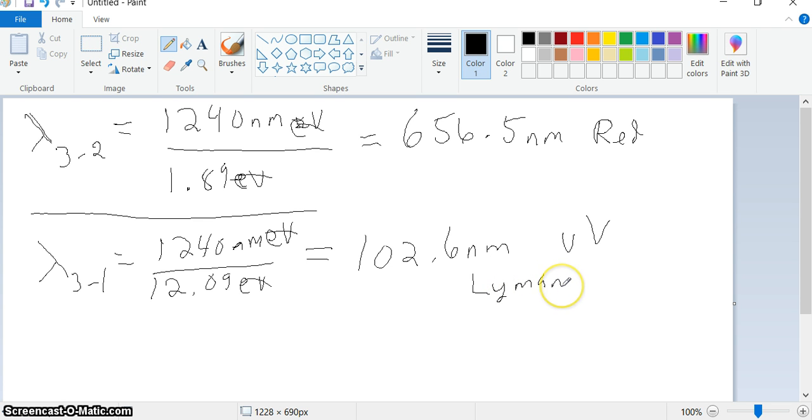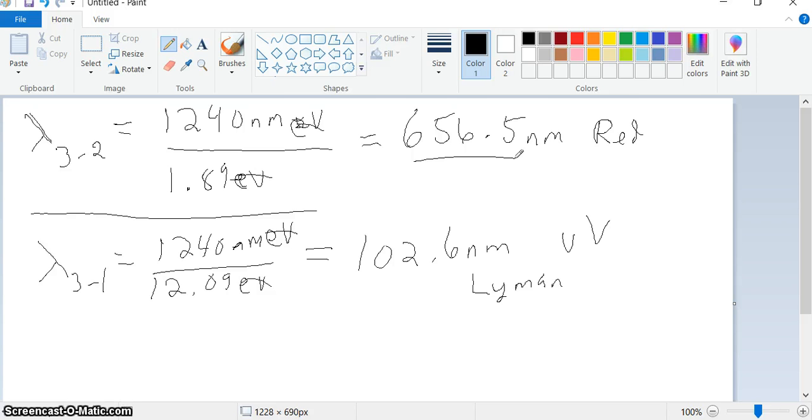There's the ones when you go from n equals some higher number than 2, so n equals 4 to n equals 2, n equals 3 to n equals 2, n equals 5 to n equals 2. Those are the Balmer series. This top one here is the red one. And n equals some higher number than 1 down to n equals 1, that's called the Lyman series. There's another series, by the way, called the Paschen series. I forget how you pronounce that guy's name.